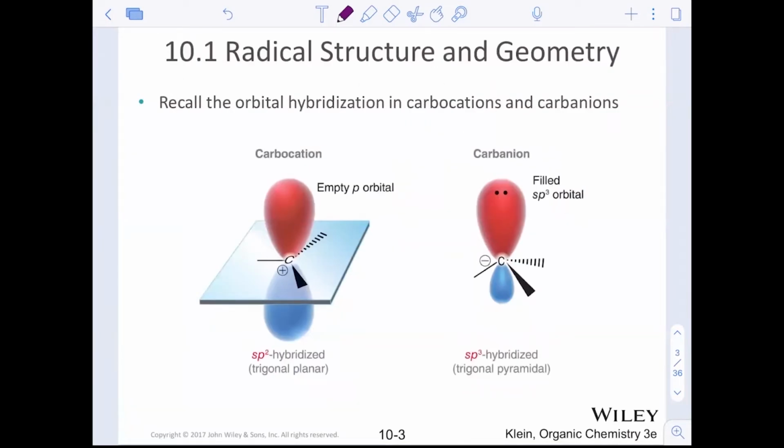Now, if we remember our intermediates before, we had carbocations or carbanions. The carbocation is an sp2 hybridized carbon with an empty p orbital. That +1 charge tells us that we have an empty p orbital on that specific carbon center. A carbanion was a filled sp3 hybridized orbital. And so that carbanion was usually reactive, such as a base, such as the acetylide ion. We have an sp3 here just to show you the typical carbanion.